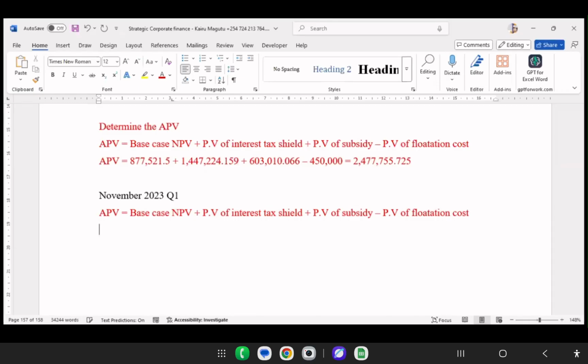Let us start with the base case NPV. Assuming that the project is all equity financed, we need to determine the NPV. So what is the initial capital? The initial capital is Rwandan francs 100 million.